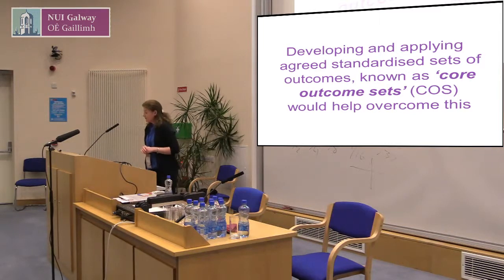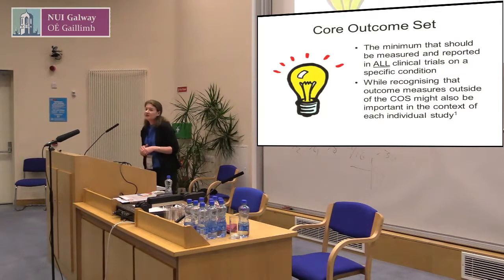So that brings me on to the need for core outcome sets when you are developing your trial: developing and applying agreed standardised sets of outcomes. That's the issue here. A standardised set of outcomes, known as a core outcome set, will help overcome this. And the idea is that the core outcome set should represent the minimum that should be measured and reported in all clinical trials on your specific condition.